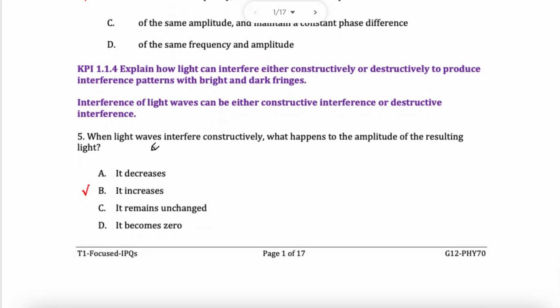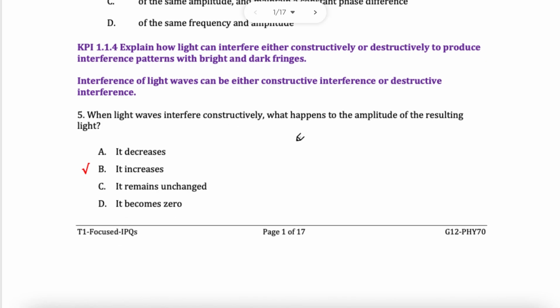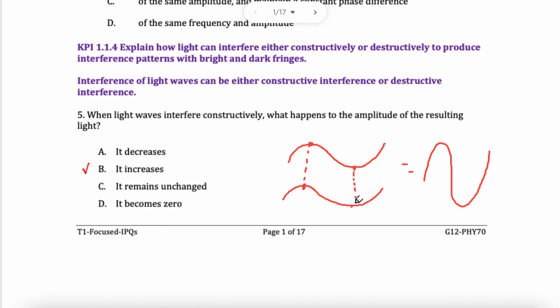Next, when waves interfere constructively, what happens to amplitude? Constructively means the crest and the crest will meet and join together to create a bigger wave. The trough and the trough will meet. They are in perfect phase together. So if it's constructive, the amplitude will increase.